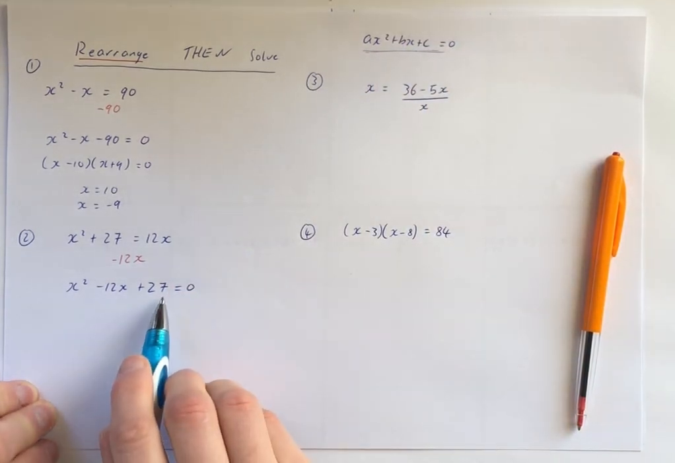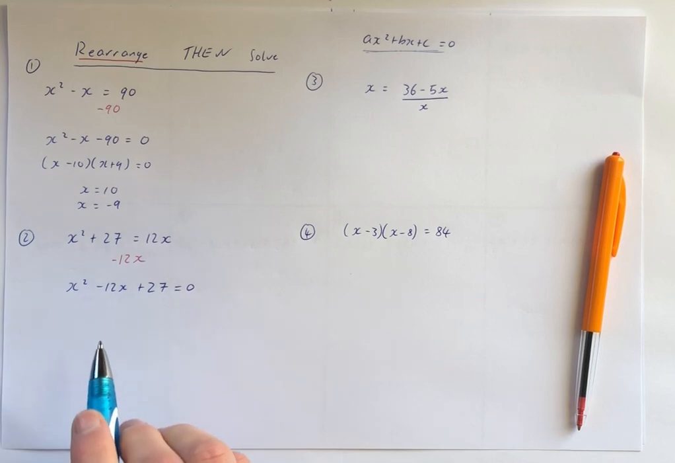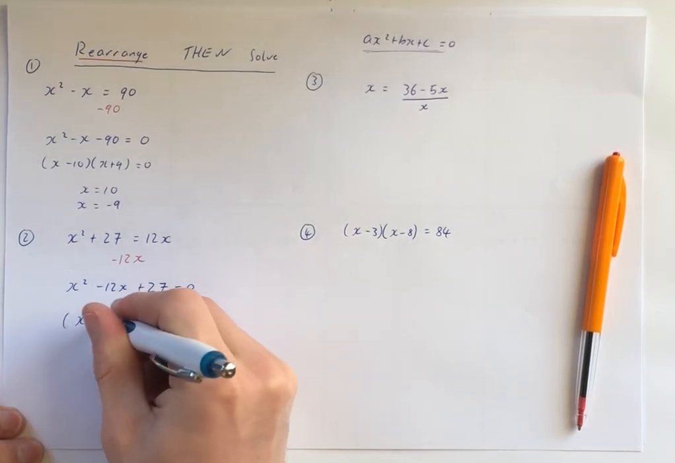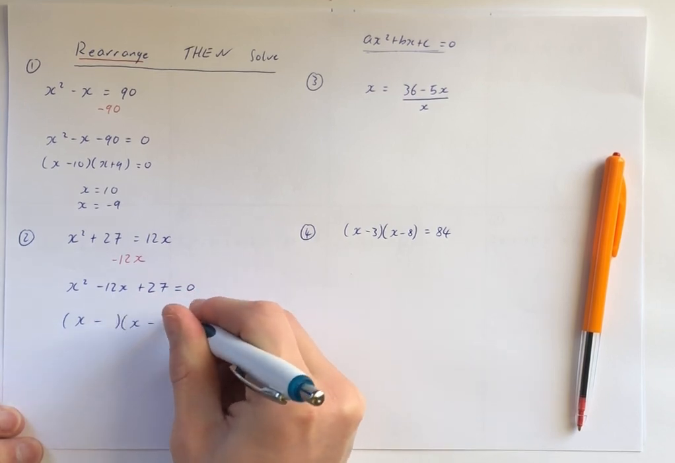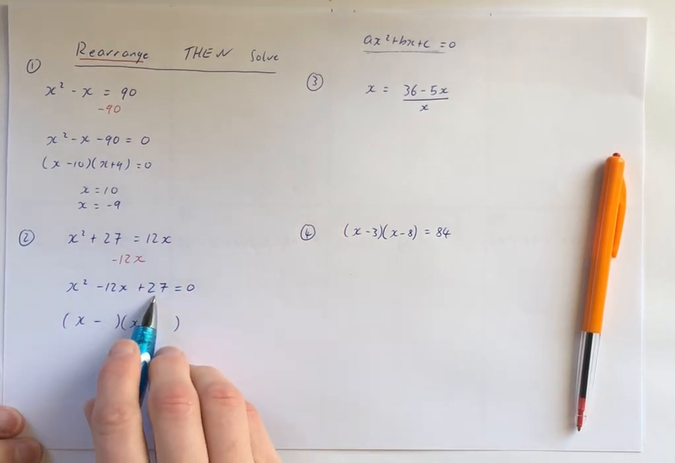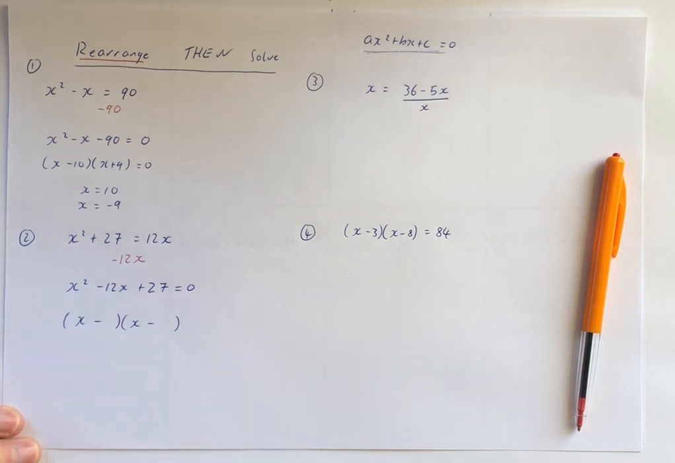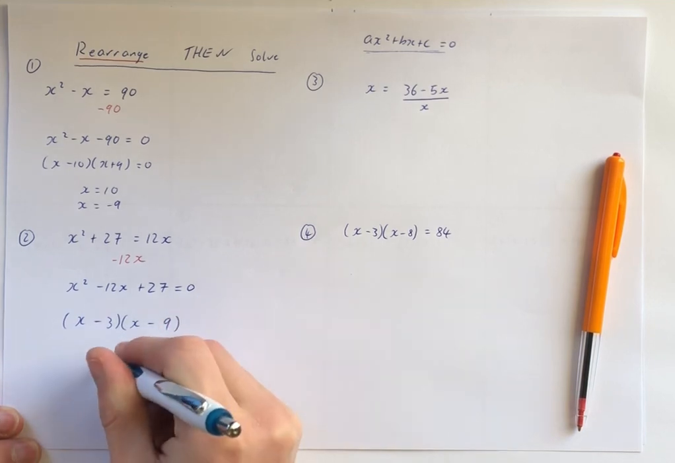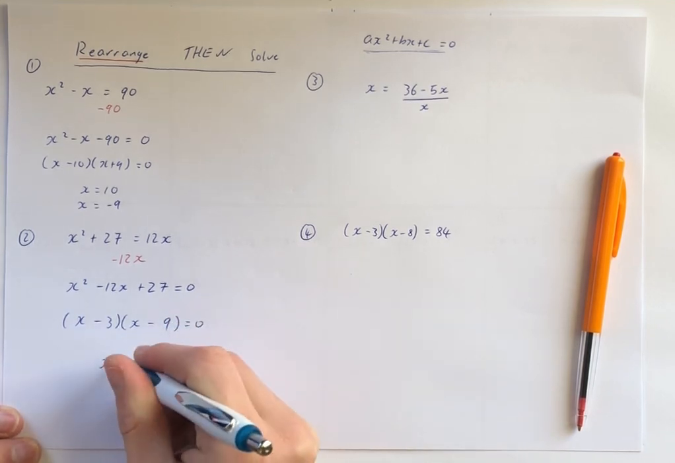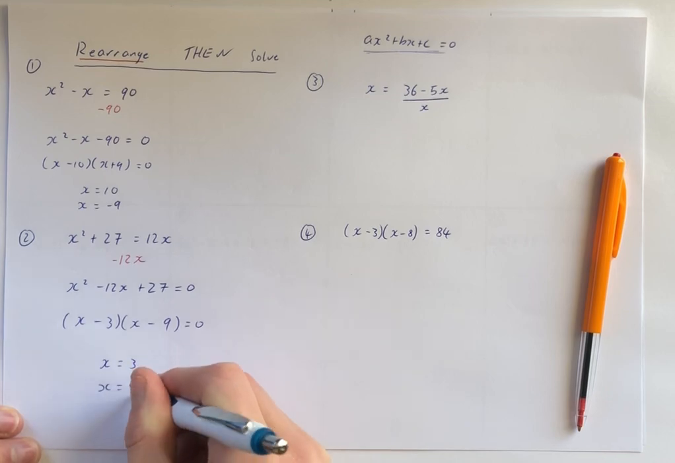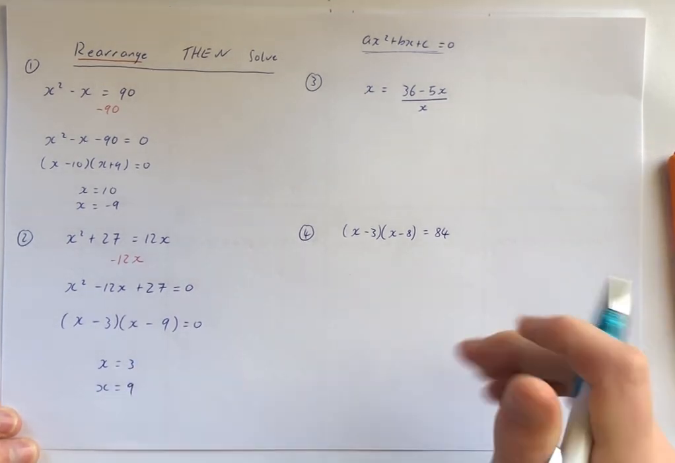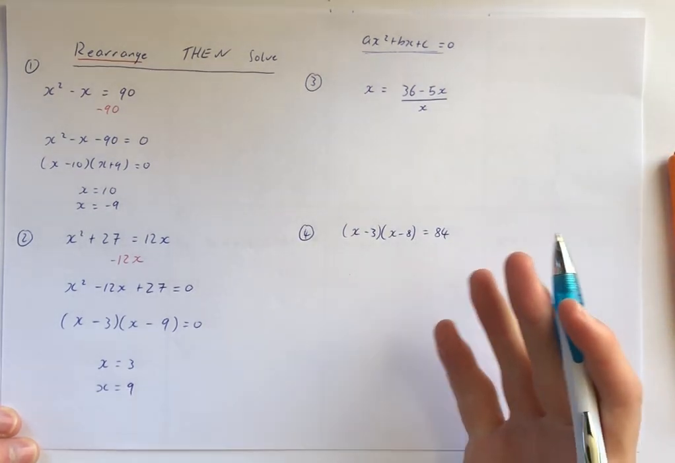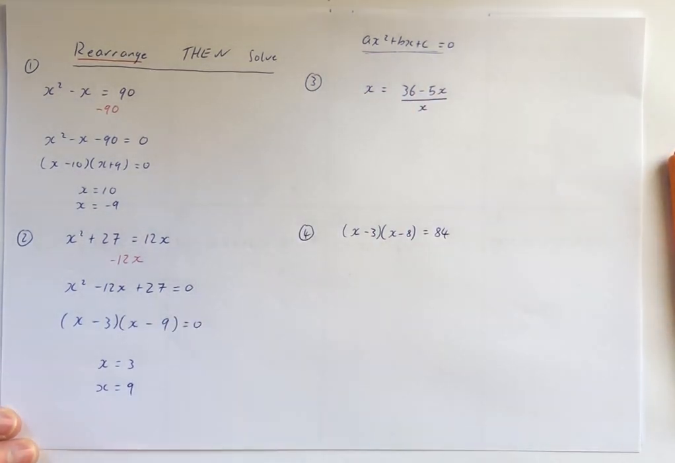Now I need factors of 27 that add to negative 12, which means they're both going to be negative, because only 2 negative numbers can multiply to a positive and add to a negative. And so I'm thinking 3 and 9. And there's my solutions. Since this equals 0, x is 3, x is 9. Maybe you could pause the video and try these two. What might you do so that you could rearrange these for 0?